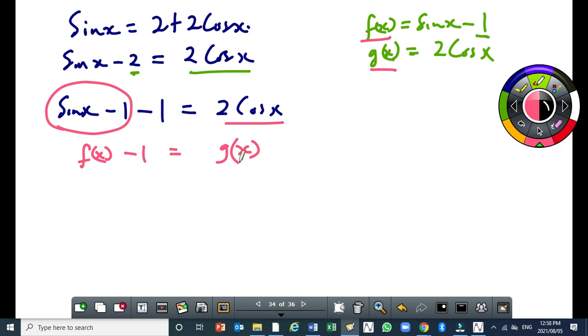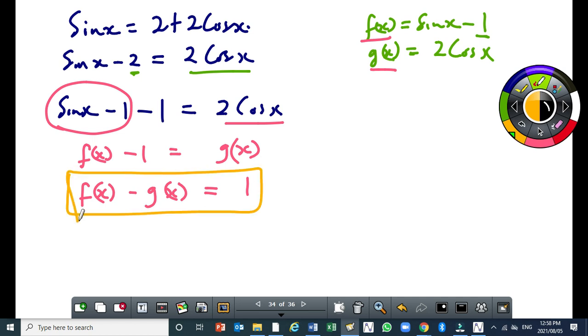Then, the next thing here, we can write this as f of x minus g of x is equal to 1. Right? So, we can use this equation to get our answer. So all we have to do is go to the graph and determine where f of x minus g of x will give us an answer which is equal to 1.